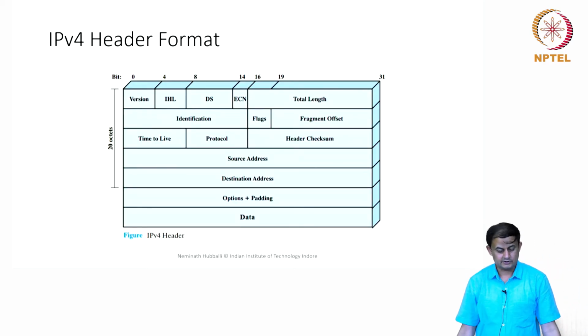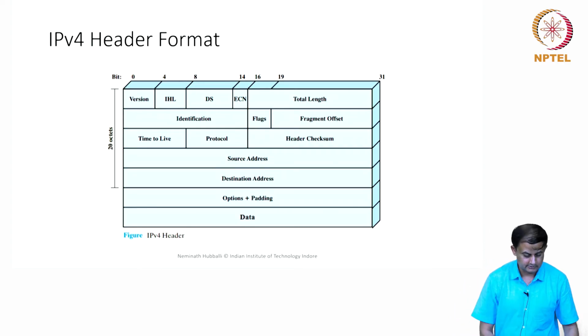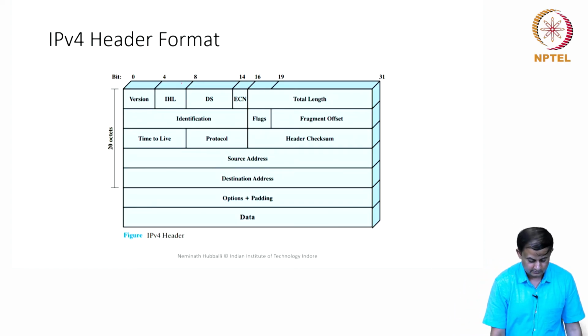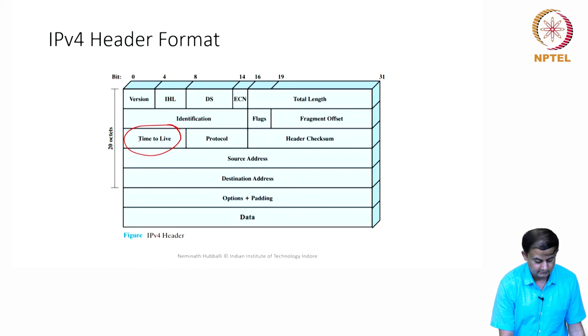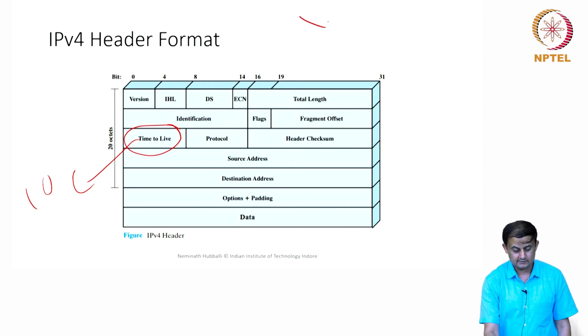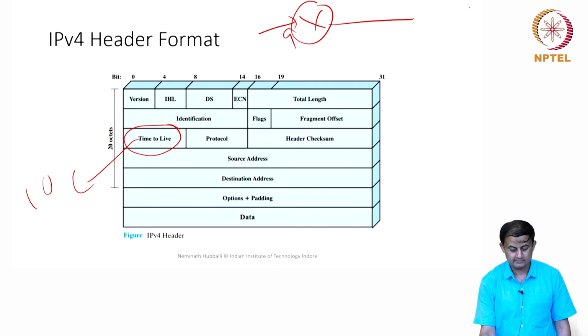Here is the IP version 4 header. So this is the thing I was referring to. You have got the time to live value. This we also call the hop count. If it is set to 10, when a packet arrives at a router, you make it 9 and then send it to the next hop.